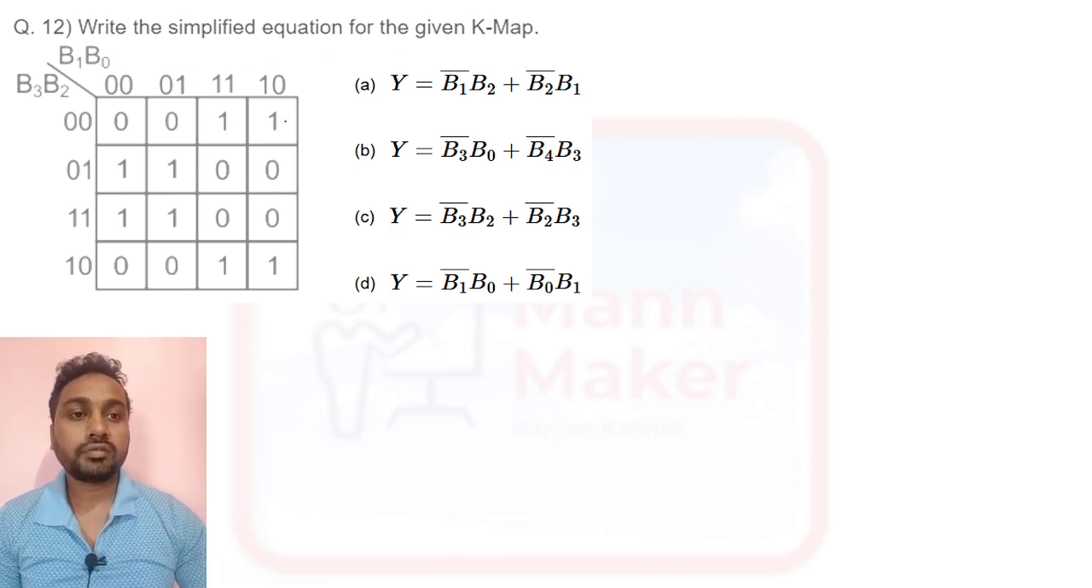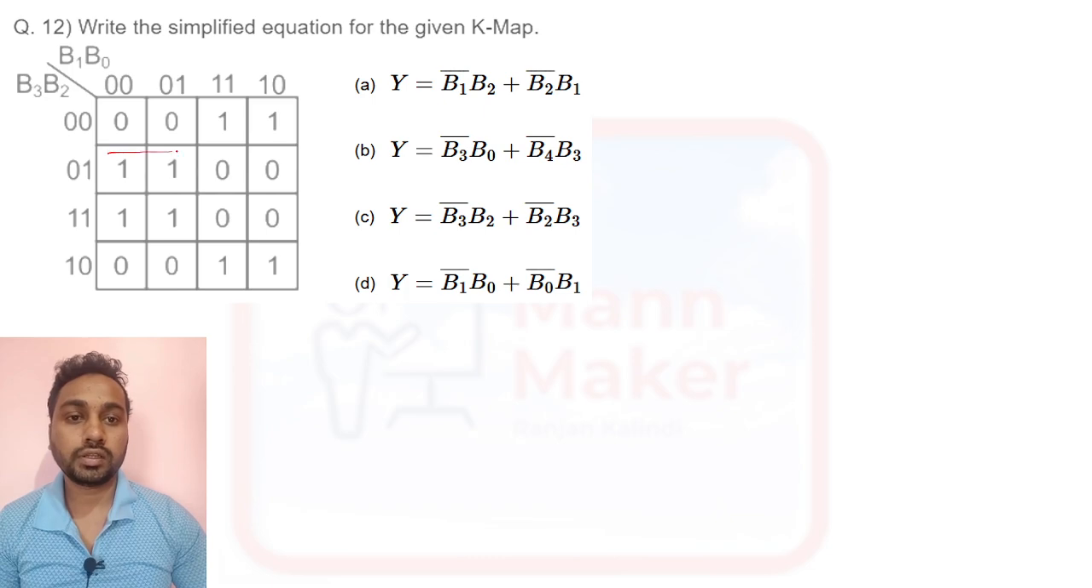Write the simplified equation for the given K-map. We have a K-map, we need to find the equation. You know K-map also. So how do you need to do it? You need to make pairs. First, we need to find 8 ones. If 8 ones are not there, we need to go for a quad, that is 4 pair.